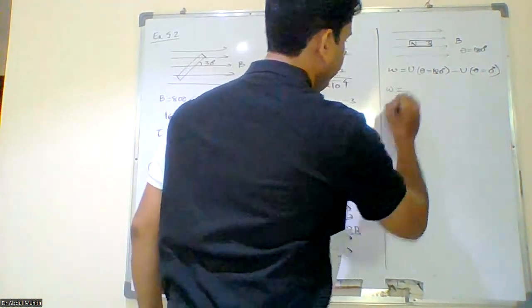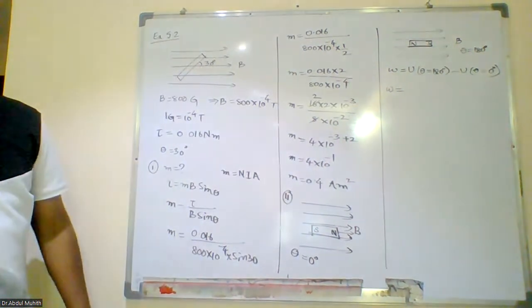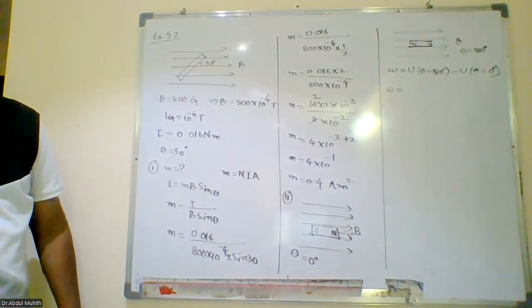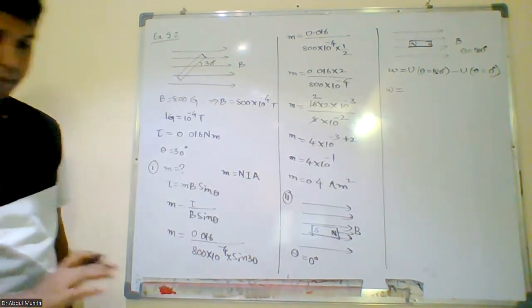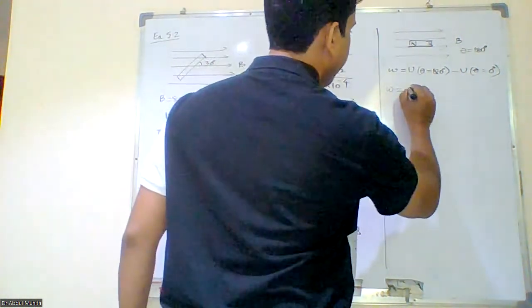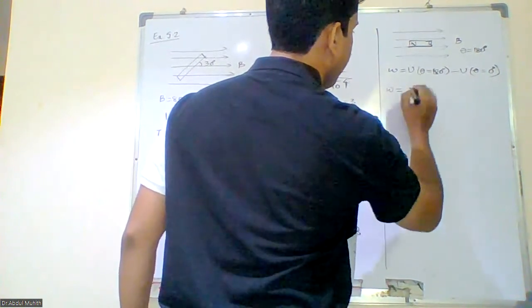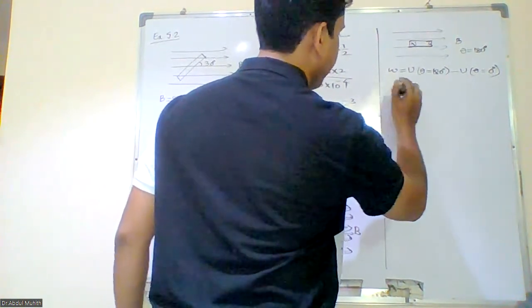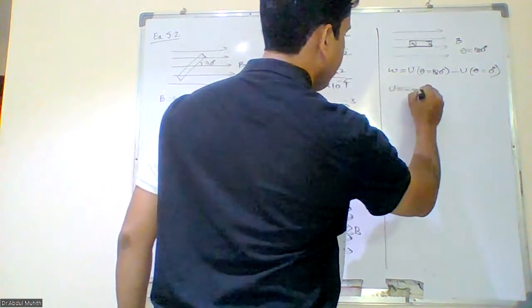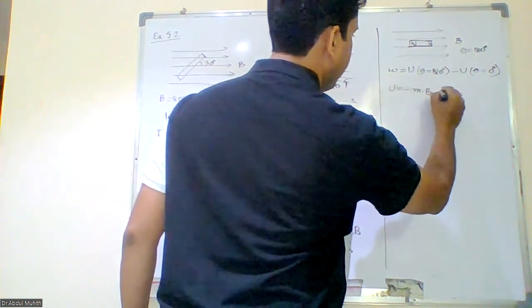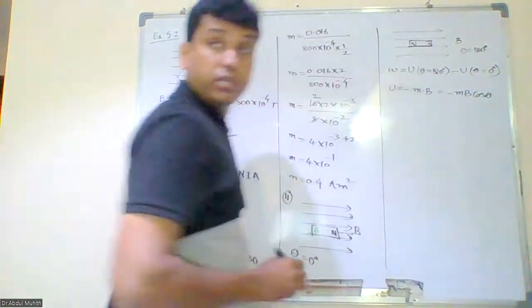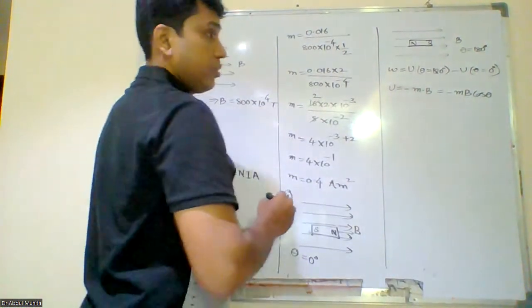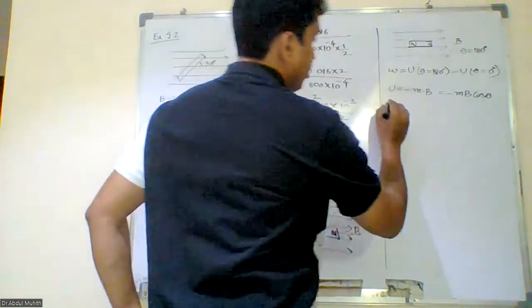W is equal to, what is the energy formula now? Energy formula is M dot B, right? Energy formula is MB. So we write here MB. That is equal to minus M dot B, or it is also written as minus MB cos theta. Okay. Is that clear? Clear? Yes. Now cos 0 is how much?